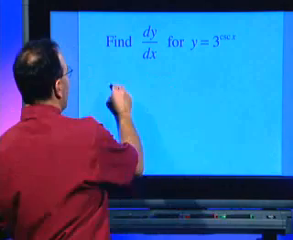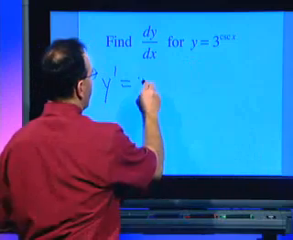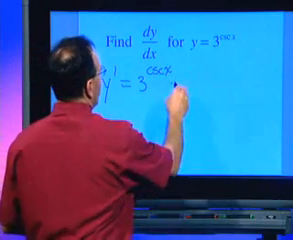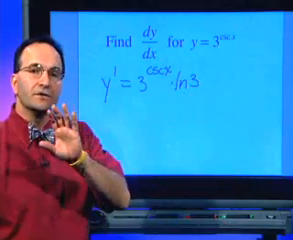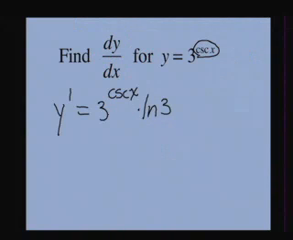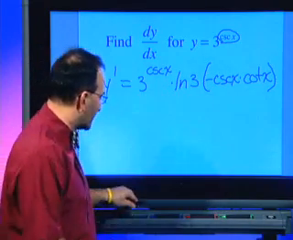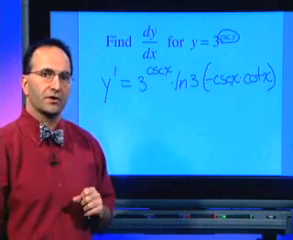So we want to take y prime, and y prime is going to be equal to that function, 3 raised to the cosecant of x, times the natural logarithm of 3, and then we have to take the derivative of the exponent, cosecant. The derivative of cosecant is negative cosecant x times cotangent of x. So that's a fairly complicated looking derivative, but an easy application of that particular rule.